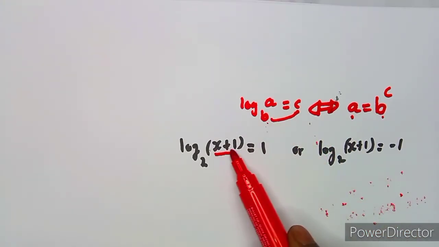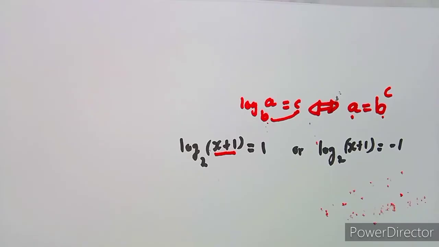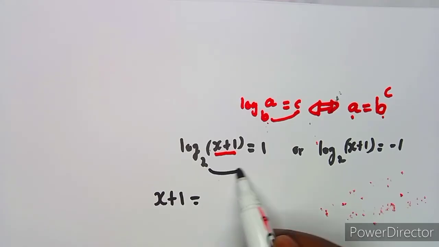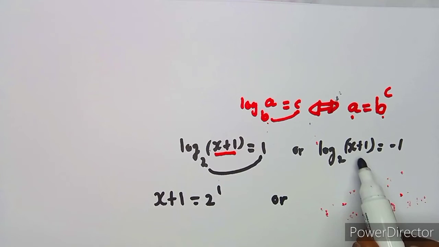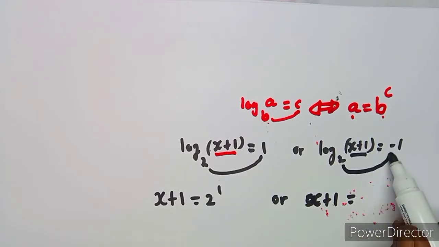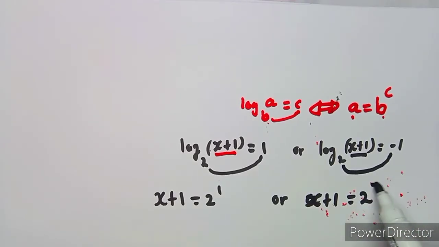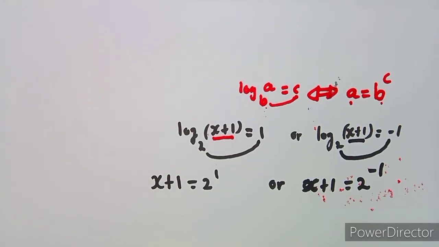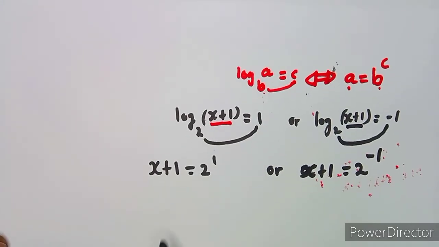So this is your a here. So you're going to have it as x plus 1 is equal to 2 to the exponent of 1, which is just 2. Or here, this is your a, which is x plus 1, which is equal to b to the exponent of c, that is 2 to the exponent of negative 1. So if you know this concept, you can solve a lot of questions with this.